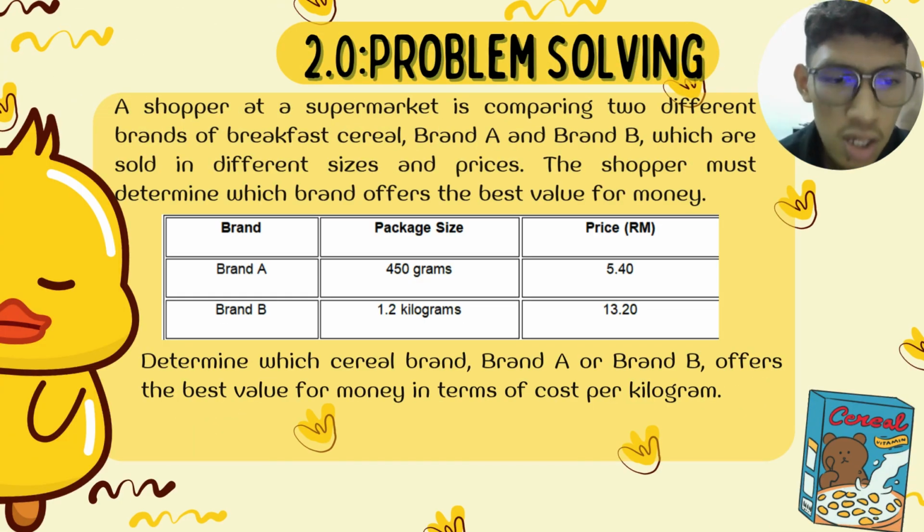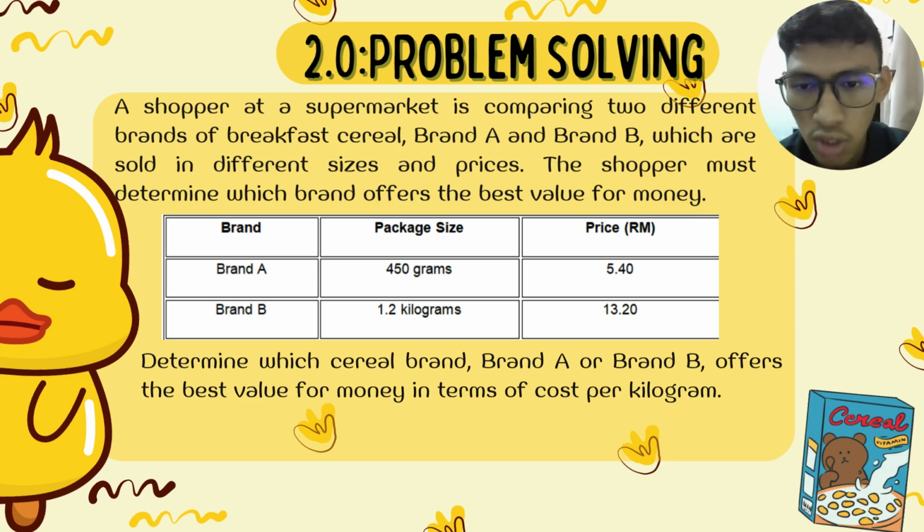For the next slide, here is the situation. If you look at the table, we have two brands, brand A and brand B. Brand A weighs 450 grams and costs about 5 ringgit 40 cents, while brand B weighs about 1,200 grams and costs about 13 ringgit 20 cents. If we calculate directly in kilograms, it can get a bit confusing, especially when decimals are involved. So instead, I decided to simplify the problem by finding the cost per 100 grams instead of per kilogram. This makes the numbers smaller and easier to compare.